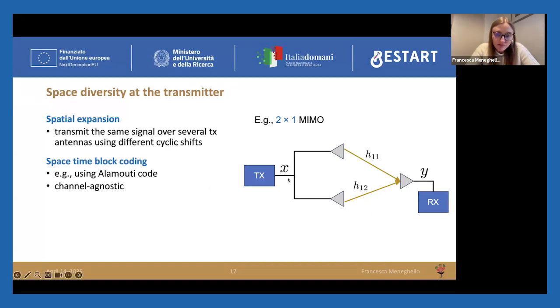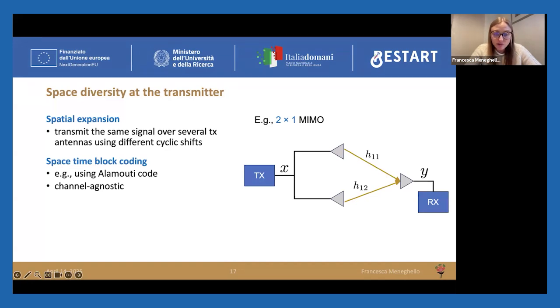In the spatial expansion, we take the signal and we transmit the signal through the different antennas by applying different cyclic shifts. While in the space-time block coding, we use some specific codes, for example, the Alamouti code, in order to transmit the different copies of the signal by leveraging both the spatial diversity provided by the different antennas and the time diversity.